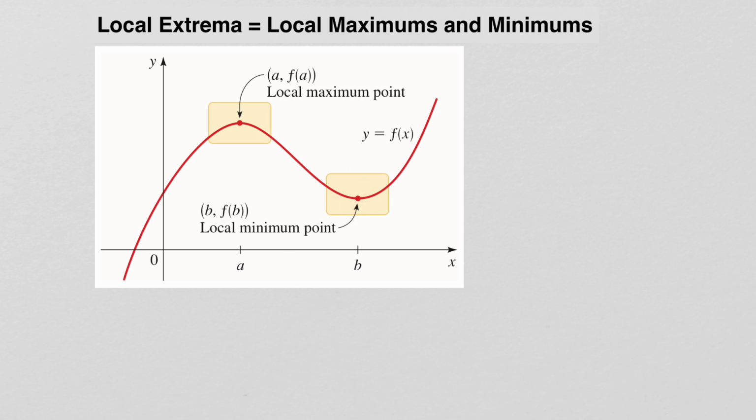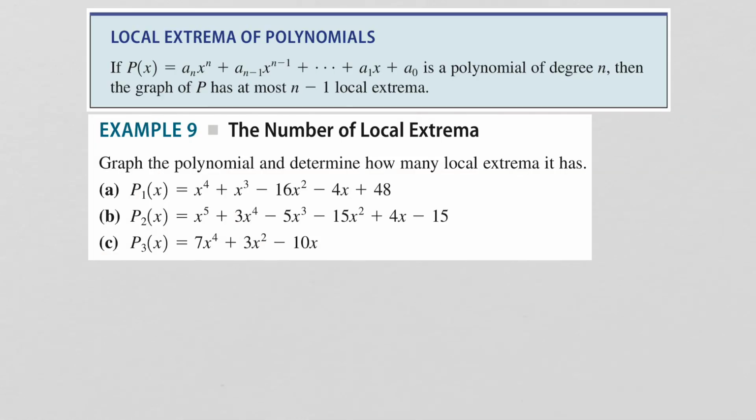Now, we don't learn how to find maximums and minimums in pre-calculus. Usually that is taught in the first course of calculus, but we can estimate the number of maximums and minimums that we can have in a graph. So it turns out that if you have a polynomial of degree n, then the graph of p has at most n minus 1 local extrema.